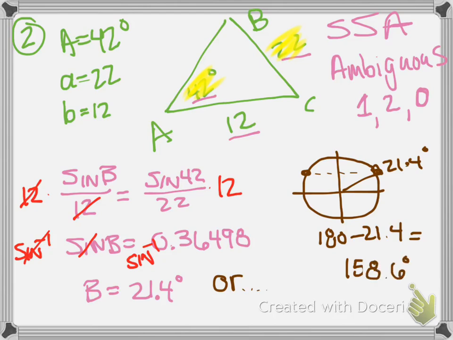58.6 degrees. All right. So here's the deal. I used the law of sines to find my first angle, which was angle B. When I found angle B, I found two answers to it. So here's where we use the ambiguous case.